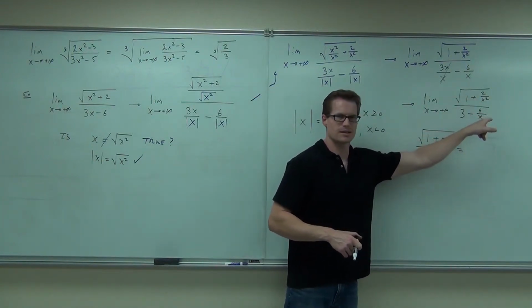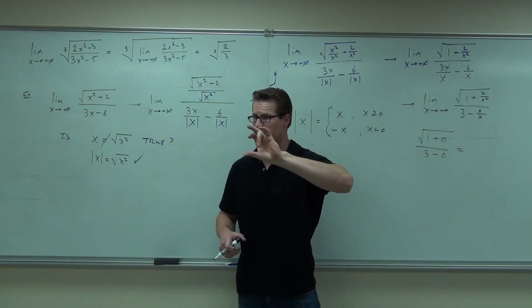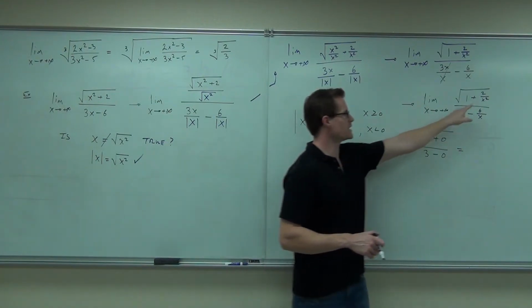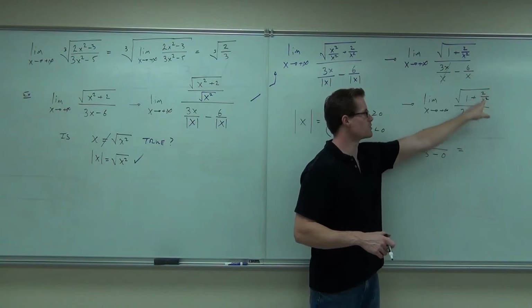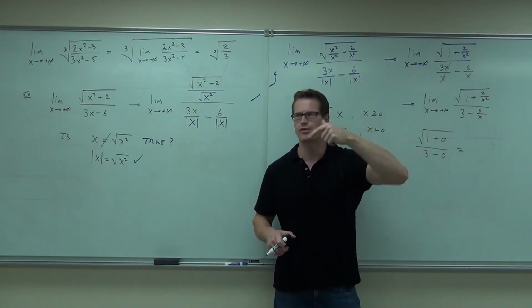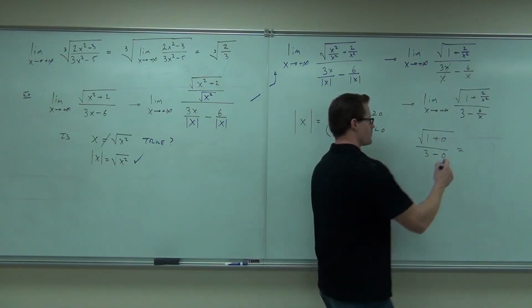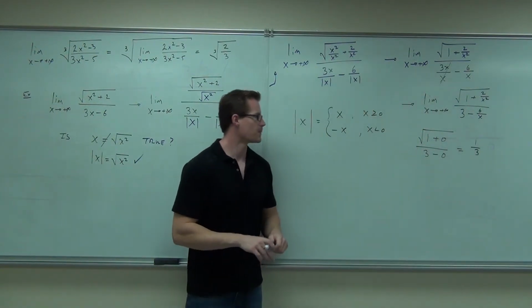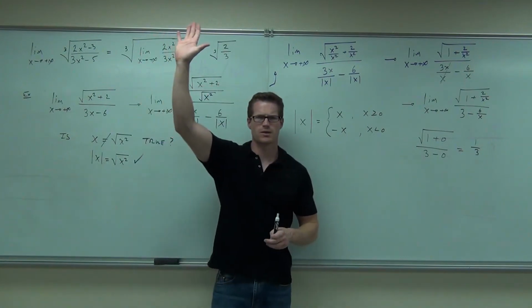I think we talked about that last time. A constant over any power of x as x approaches infinity is going to be 0. Because this number is getting huge, and this number is getting huge, and those numbers are staying the same. That means you're going to have a number over huge. A number over huge is 0. 1/3. Not the square root of 1. Okay, 1/3. Show of hands, how many people feel okay with that?